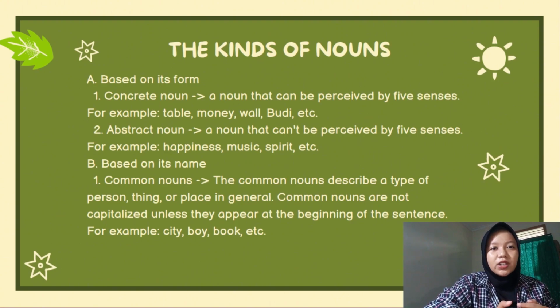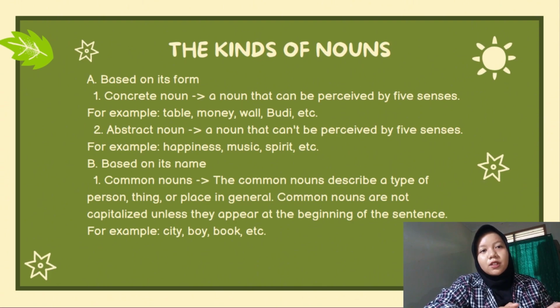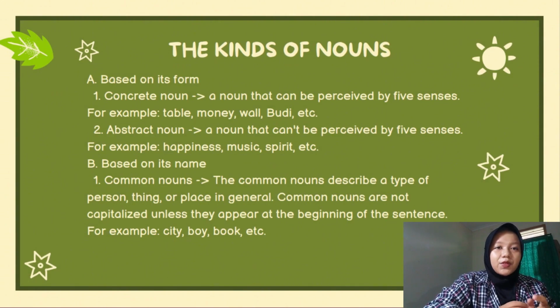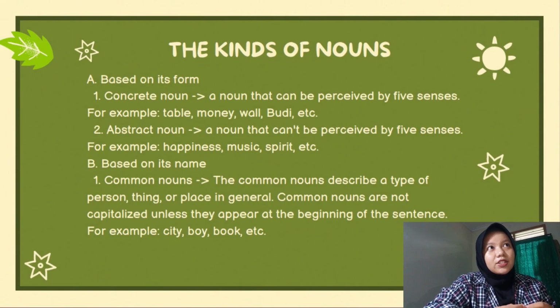For the first, a concrete noun is a noun that can be perceived by the five senses, for example, like table, money, wall, and any other. The second is an abstract noun, a noun that cannot be perceived by the five senses. We can just feel it, like happiness, music, spirit, and etc.